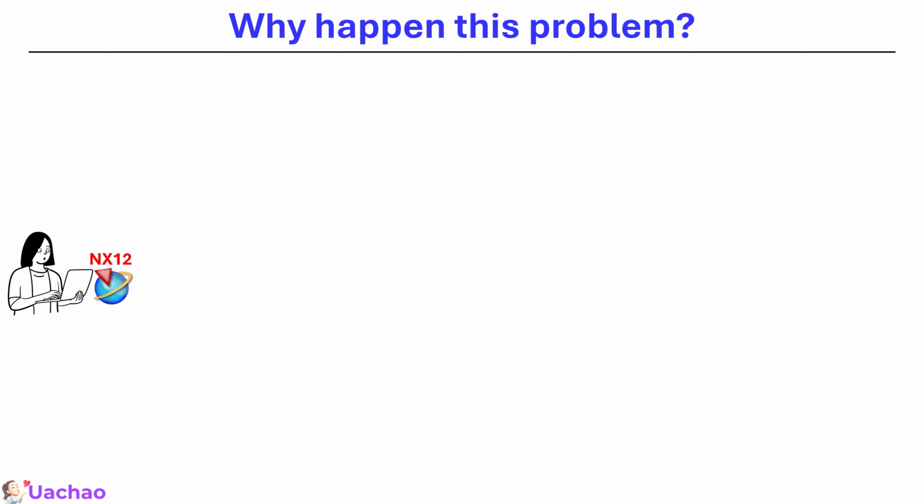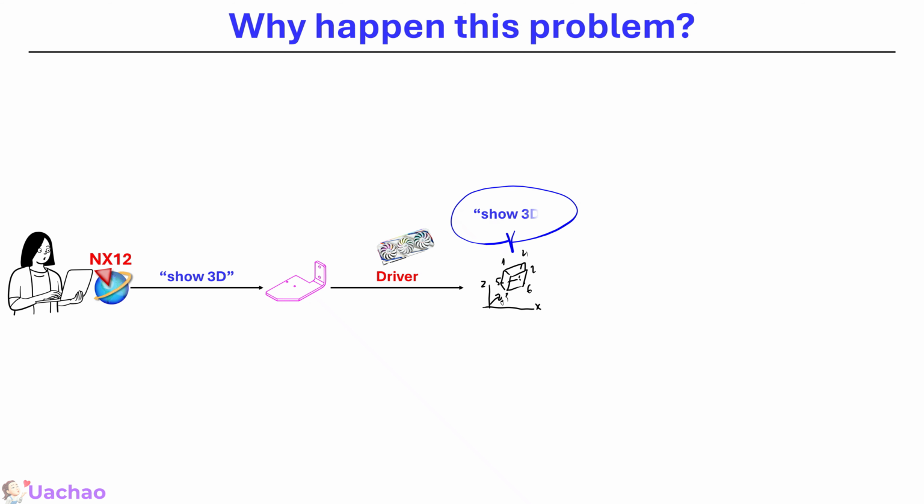Imagine you have just finished installing NX on your laptop. When you give the software a command like show me 3D, so that you can view the 3D model of a part, there needs to be something that translates this information. That translator is called the driver of the graphic card. The driver converts a command into complex calculation. Do you need to understand how the calculation works? The answer is no need.